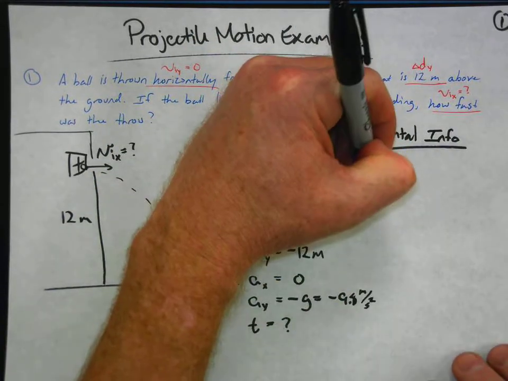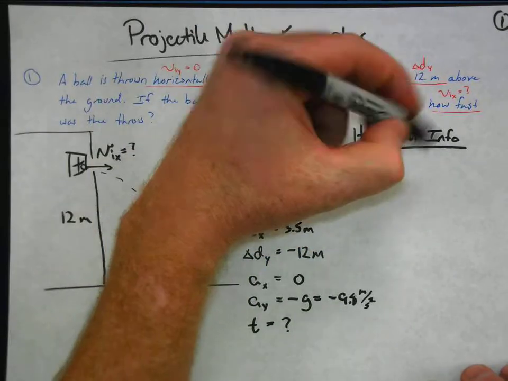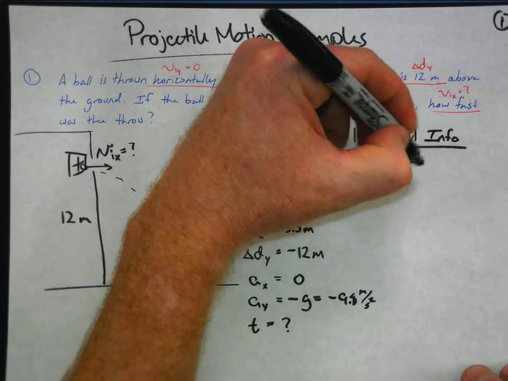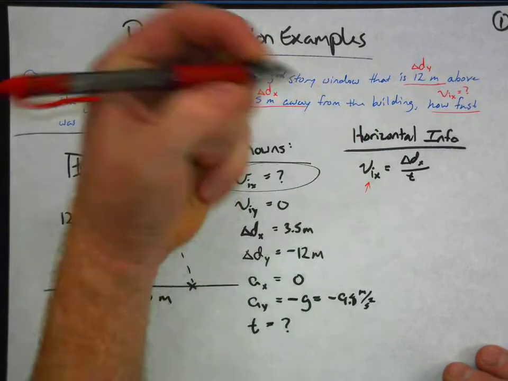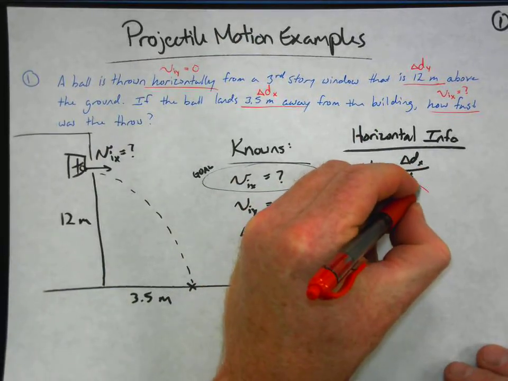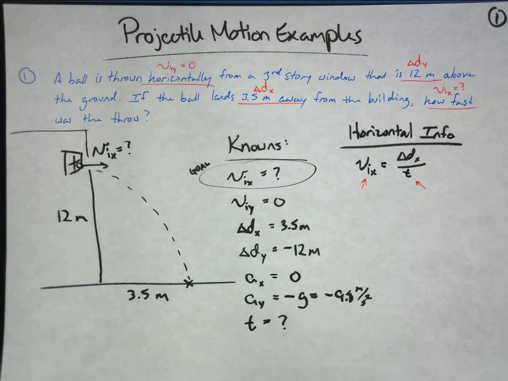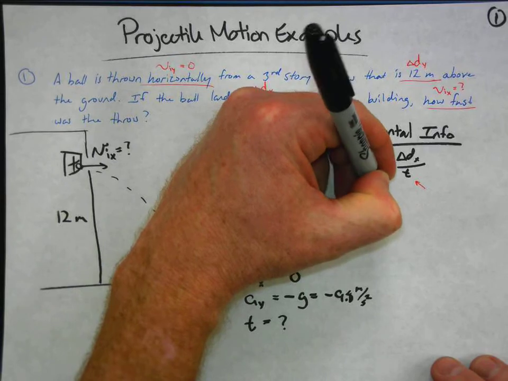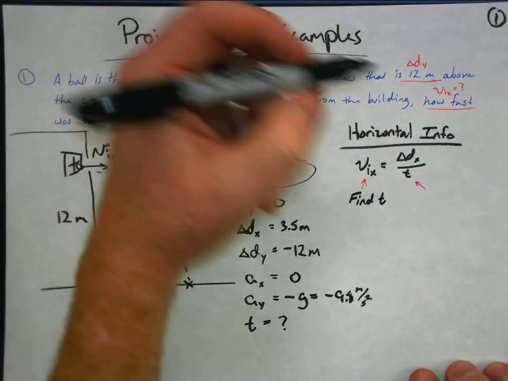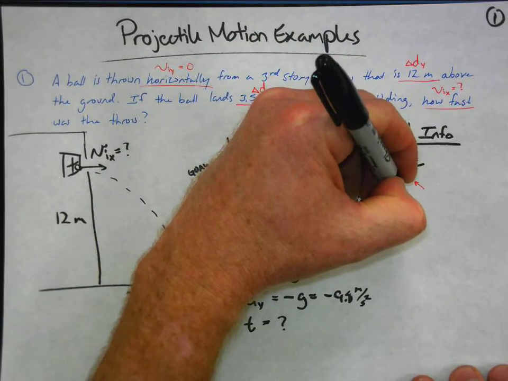To calculate the initial velocity in the x direction, well, a velocity is just a displacement divided by a time. I need displacement in the x direction divided by the time. The problem here is I have an unknown there, that's my goal, but I also have an unknown there. Two unknowns in a single equation, I really can't solve it. So I need to find time and then use this equation once I know it. But I'm going to find the time using vertical information.